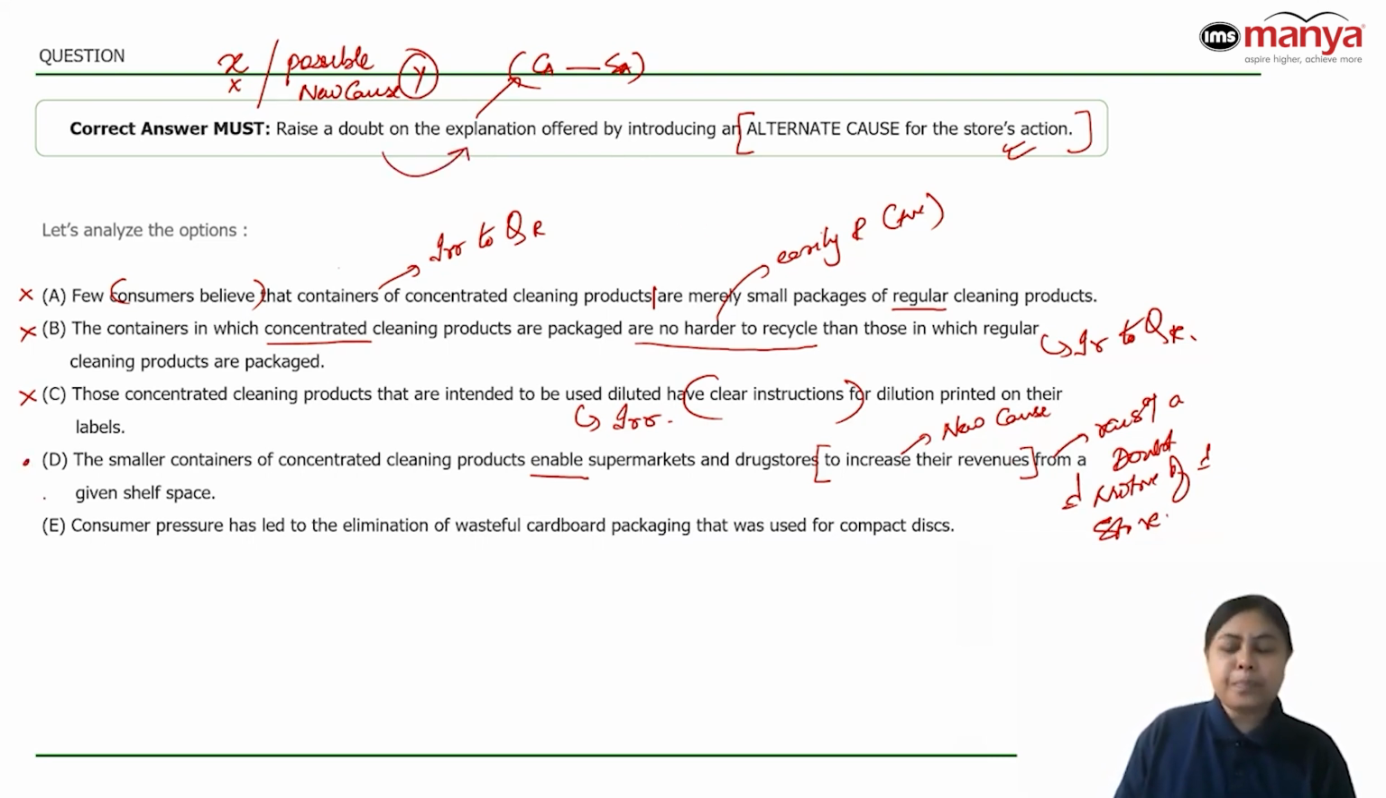Let's hold this option. Option E: consumer pressure has led to elimination of wasteful cardboard. This is irrelevant, not really bothered. So based on my understanding, option D fits the bill because it beautifully gives me a rationale for why the store is taking an action, and it is raising a doubt on consumer awareness being the reason why that action is being taken. So based on that, my correct answer is option D.